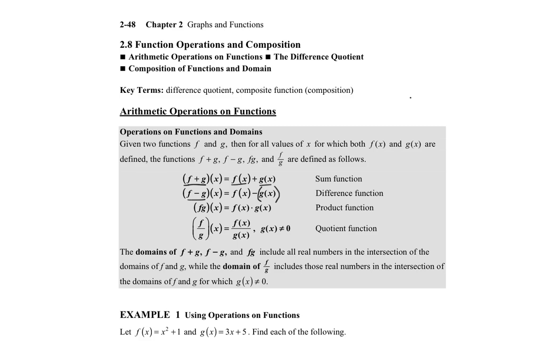f times g of x, multiply the two, and then f divided by g of x, one function divided by the other. The domains of f plus g, f minus g, and f times g are going to be all real numbers, and the domain of f divided by g is going to be all real numbers except for any number that would make your denominator 0.